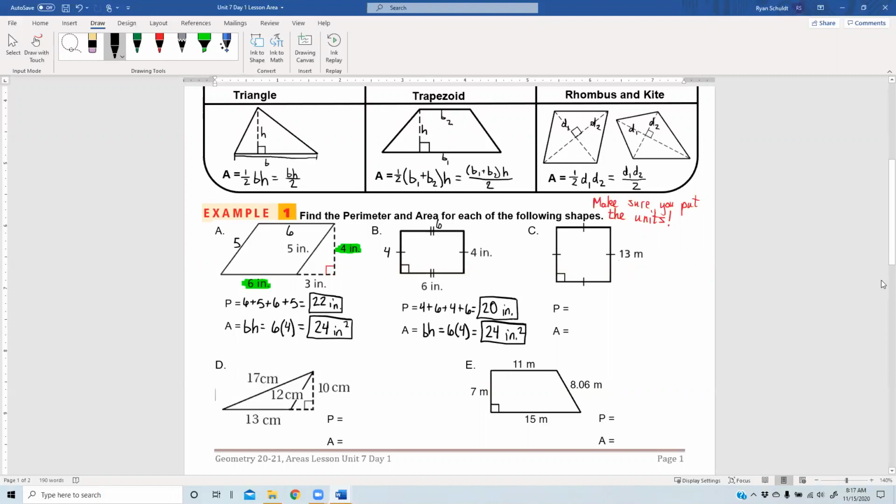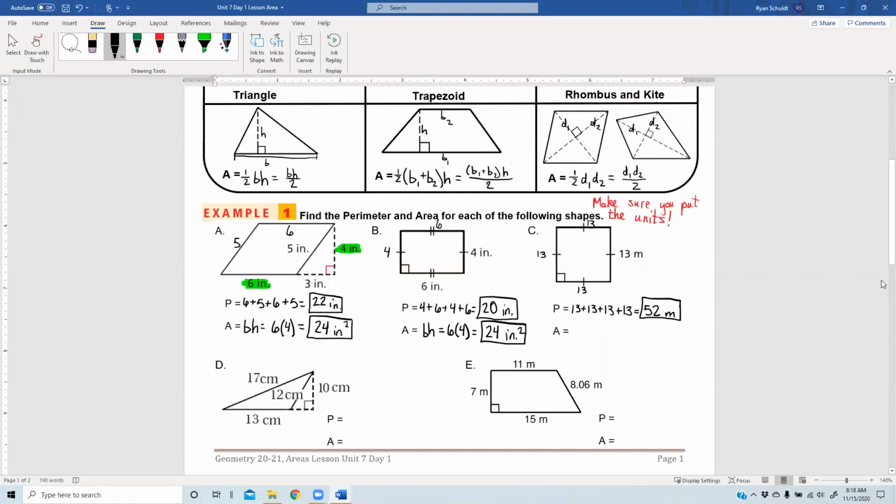Okay, C, we have a shape with all sides the same. That's called a square. So this one's 13, this one's 13, this one's 13. Add them all up. 13 plus 13 plus 13 plus 13. Do I sound like a broken record? Add 13 up 4 times, and you get 52 meters. Now you're probably asking, can't I just do 13 times 4? Yes, for perimeter, you can.